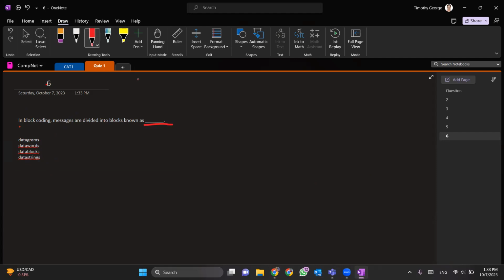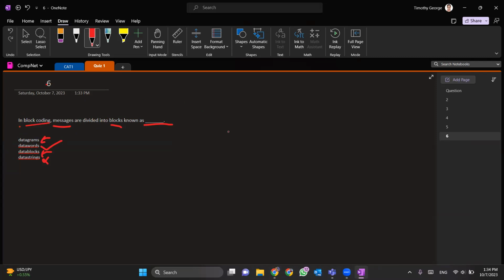And if you remember from the coursework, there is no such thing as data strings. Datagrams, these are messages on their own. These are information that's being passed on the network. It's not a division of blocks. If it was just the messages, you could use datagram, but we're looking at the blocks. And then data blocks, although it seems like it's a block, the correct term for this is data words. So data words is the answer. So again you'd have to know how data words and code words work in block coding.